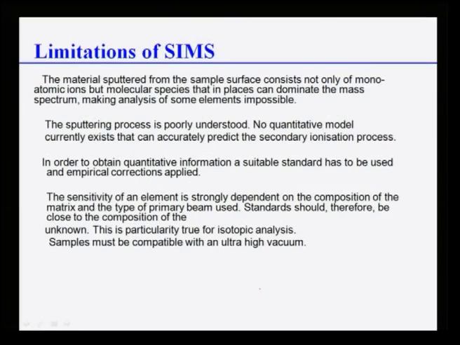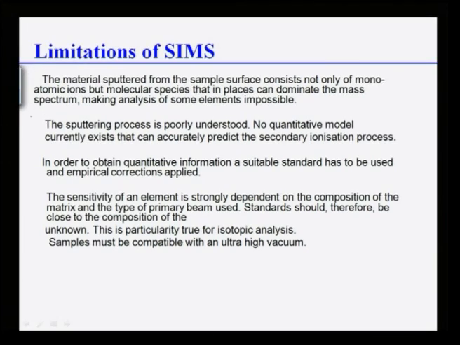It is not a foolproof technique. The major limitation of this technique is that the material which is part of our sample surface not only consists of monoatomic ions, but also consists of molecular species. That in places can actually dominate the mass spectrum and make the analysis of this element impossible. This is very obvious because you have a high energy primary source, and this high energy primary source can bombard and create molecular species like CH4 plus, CH3 plus, CH3 minus, which can be created in organic things, and many others. Normally in metals it's not possible, but it can create metal complexes because the cascade of primary ion events can lead to mixing, and mixing can lead to even the formation of metal complexes.